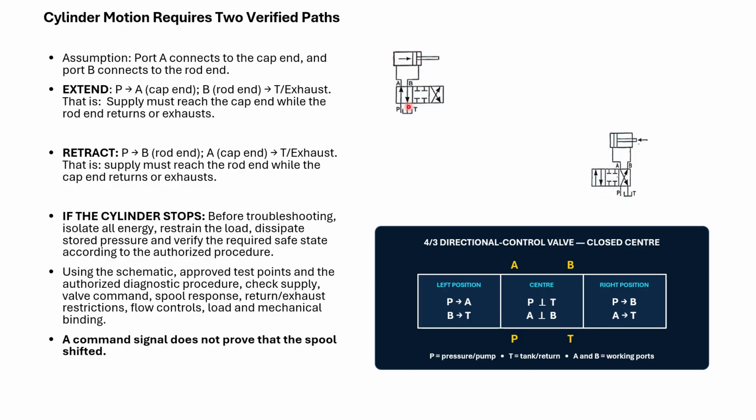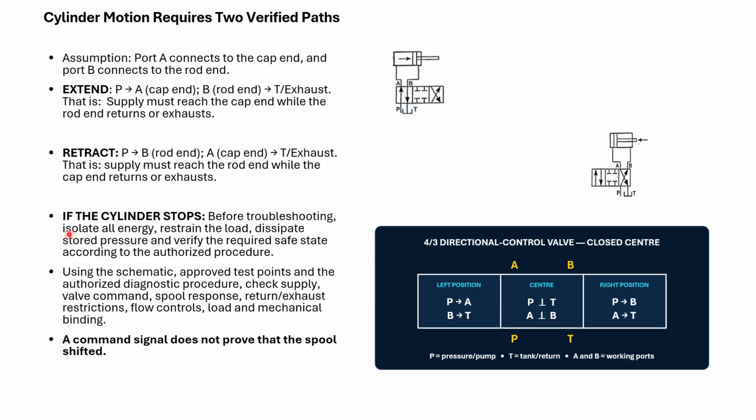Assumptions: port A connects to the cap end on the left here, and port B connects to the rod end, going back to the fluid tank. Extend: in this situation, P goes to A, left pressure is more than right, then the cylinder moves right. Retract: when P goes to B into the right side of the cylinder, then fluid from the left side goes from A back to tank. Here is a retract.